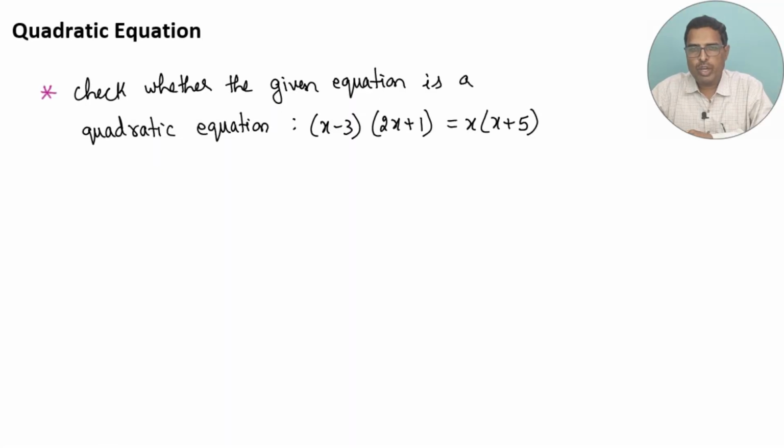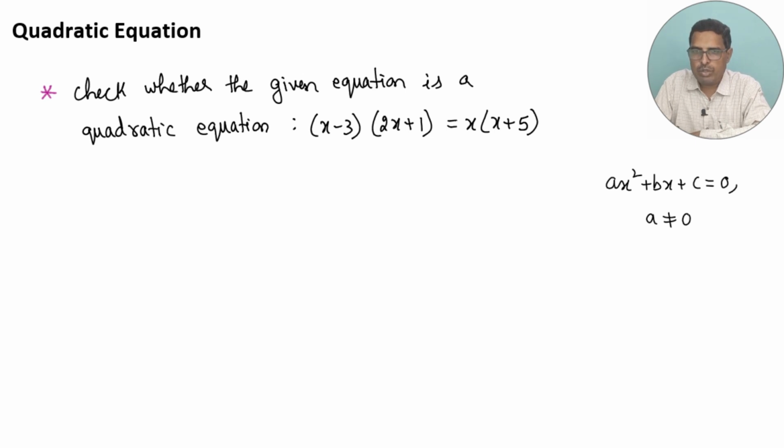The question is, check whether the given equation is a quadratic equation or not. So we have (x − 3)(2x + 1) = x(x + 5). If you want to show that this given equation is a quadratic equation, you have to express it in the form ax² + bx + c = 0, provided that the value of a is not equal to 0.